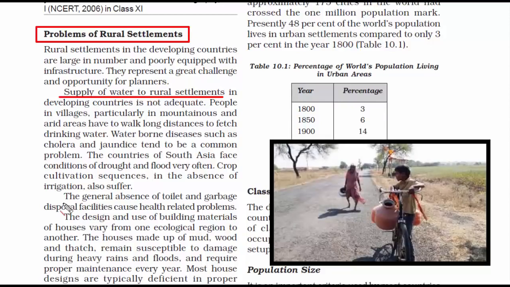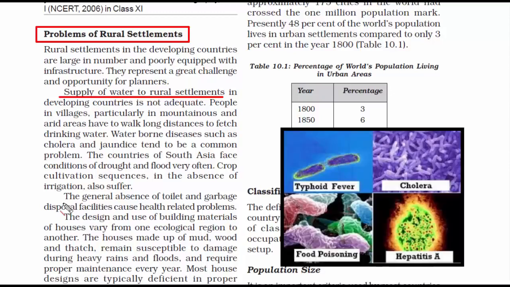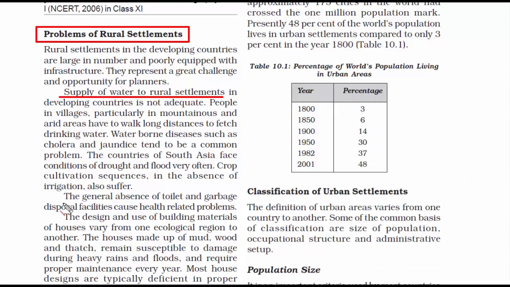People in villages have to go long distances to fetch water. Again, lack of infrastructure is the problem. Waterborne diseases like jaundice and cholera are very common. The water in rural areas is so contaminated that people are more likely to fall sick even after getting the water through hard work.